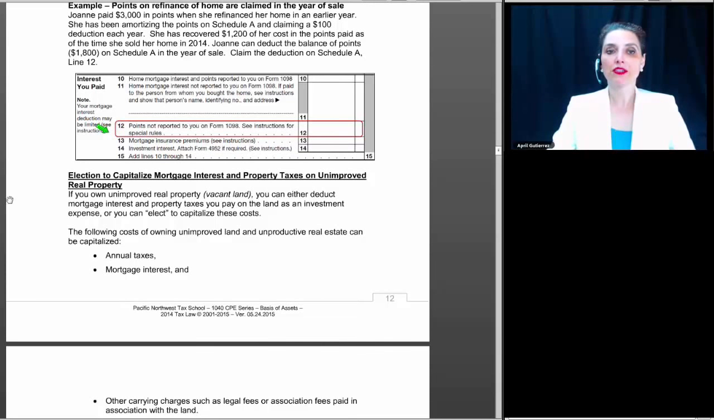Points not reported to you on Form 1098, because clearly in the year of sale on a loan that was taken out a few years back, you're not going to have any document coming that says points were paid. It just doesn't happen. So IRS wants to know that you are claiming a deduction for points that are not on a 1098.